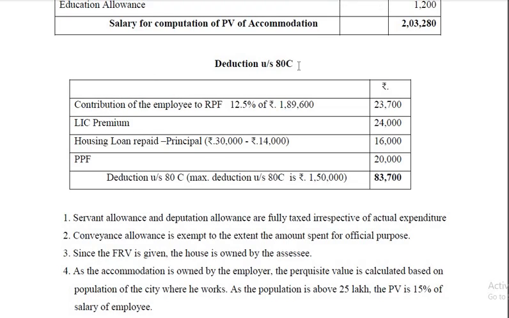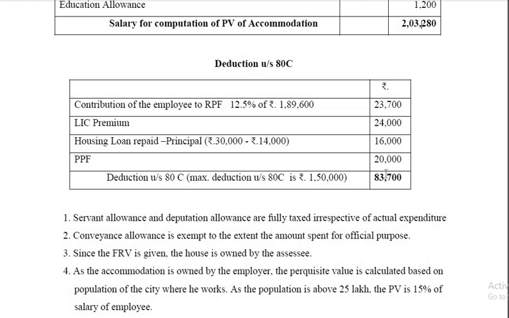Alright, next, deduction under 80C. Contribution of the employee to recognized Provident Fund: the employee has contributed 12.5% of 1,89,600, so 23,700. LIC premium 24,000. Housing loan repaid, so totally 30,000 is given there. In that installment, the principal amount is to be taken, excluding interest. So total amount minus interest, you will get the principal amount that has to be taken. PPF contribution 20,000, together 83,700.